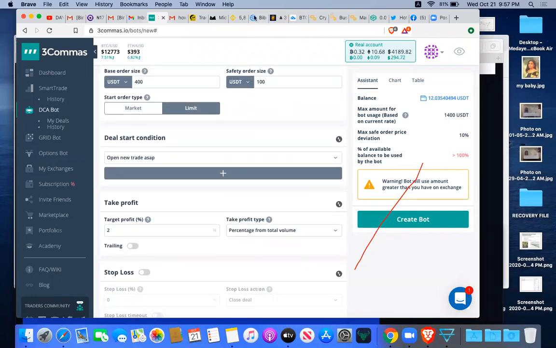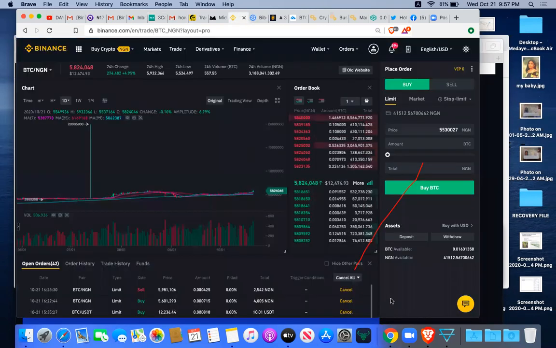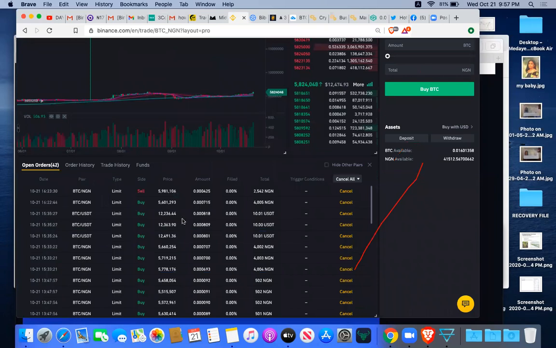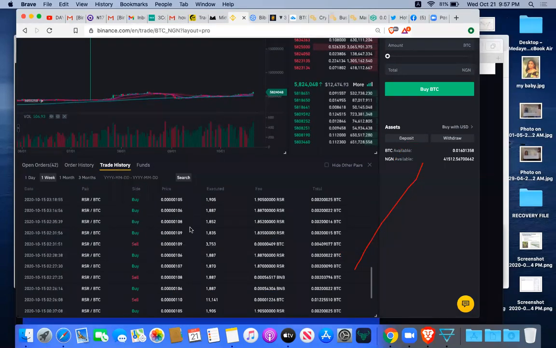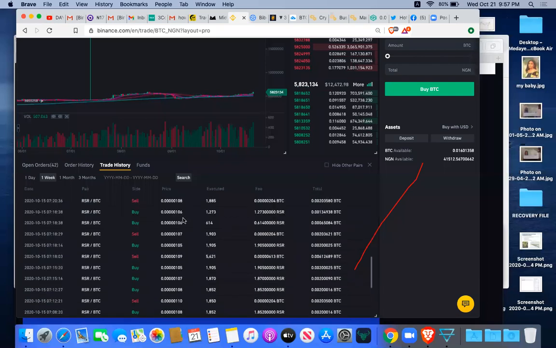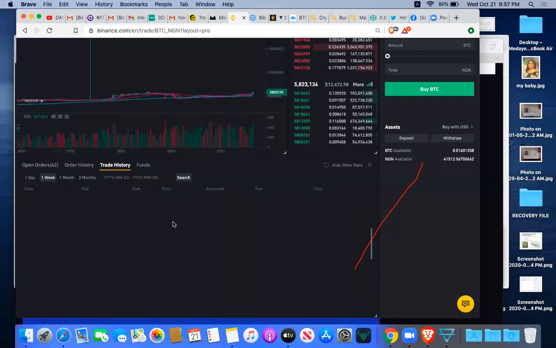The bot will be doing this magic in my account here. It will be doing this buy, sell. It's none of your business. You look at it now: all these orders have been executed. It's not my business. You can see now, RSR, it has bought RSR at 105 Satoshi. Okay, old one.